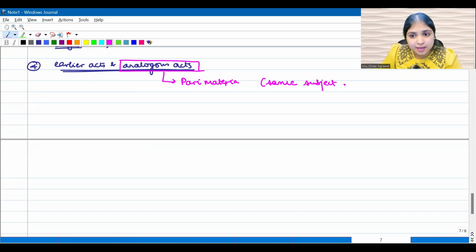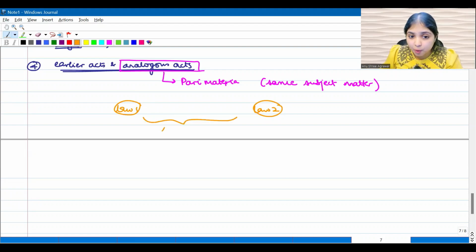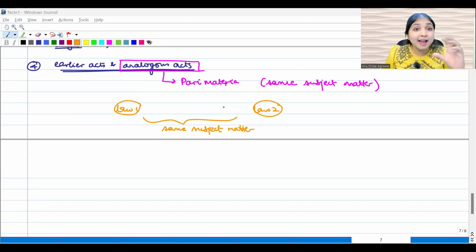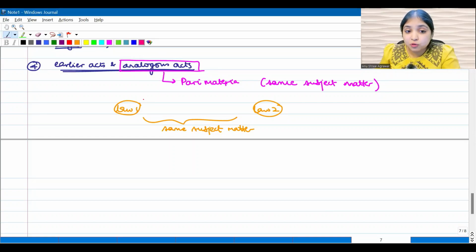See, let us say we have two laws. I'll give you just one random example, okay? We have two laws, law 1 and law 2. And both the laws are talking about the same subject matter. Now you can say that these two laws are pari materia. You can say that these two laws are analogous. Why analogous? Because they are talking about the same subject matter. Understanding? So analogous acts means that both the laws are pari materia. Pari materia means they are talking about the same subject matter.